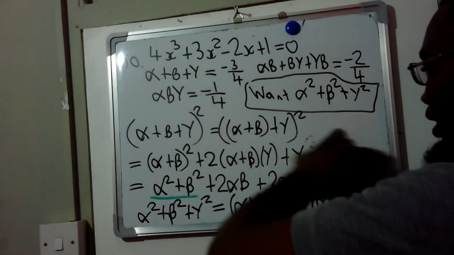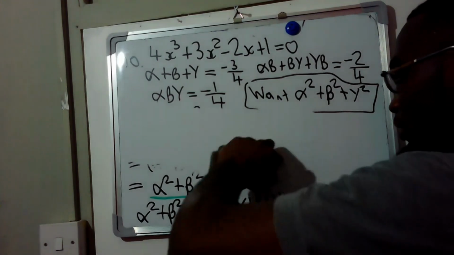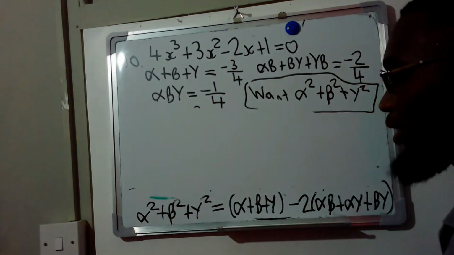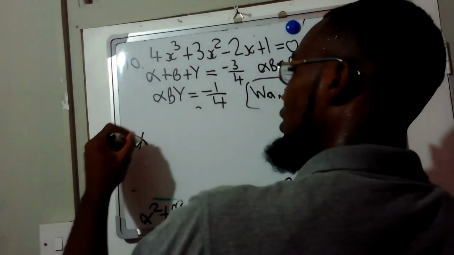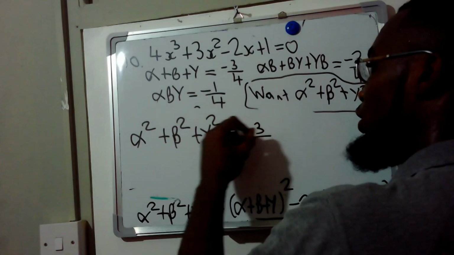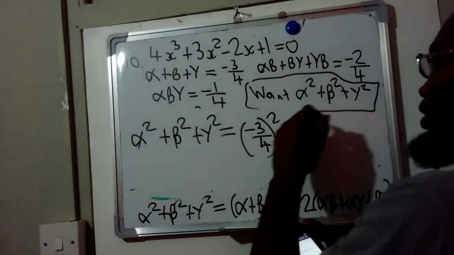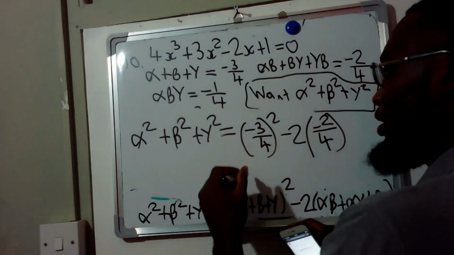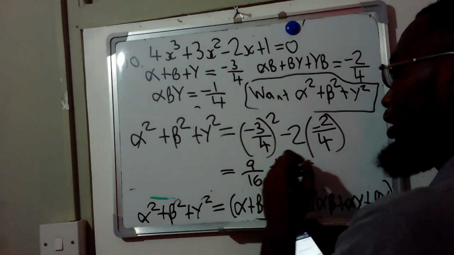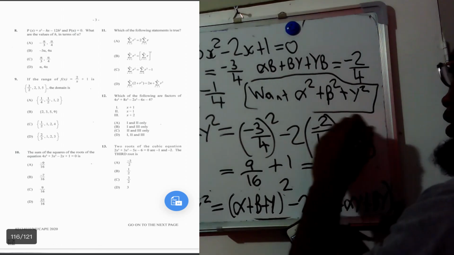Now that we have the formula, I'll rub out the working out for the formula and find what we want. I'm not erasing the formula that we just discovered, just this part. So alpha squared plus beta squared plus gamma squared is equal to alpha plus beta plus gamma, which is negative 3 over 4, squared, minus 2 times alpha beta plus alpha gamma plus beta gamma, which is negative 2 over 4. We're going to work this out. This is now 9 over 16 plus 2 times 2 over 4, which is 4 over 4, which is 1. This becomes 25 over 16. That's the answer. That's option D. That's number 10.